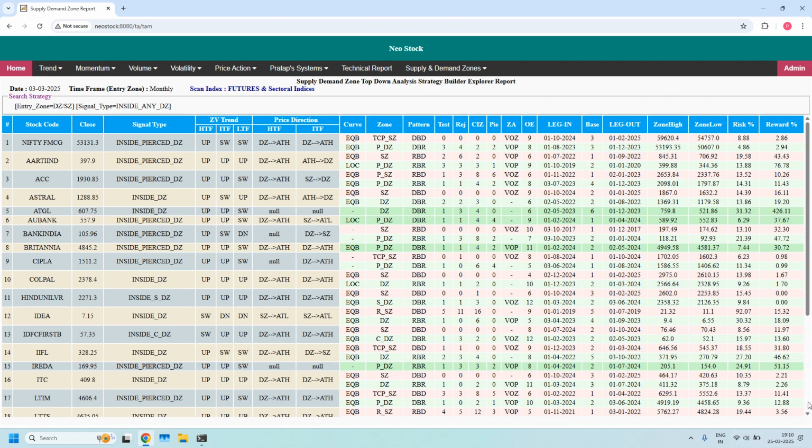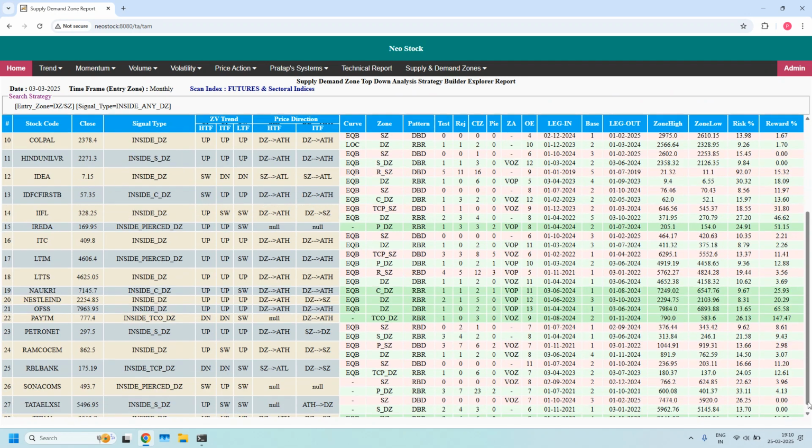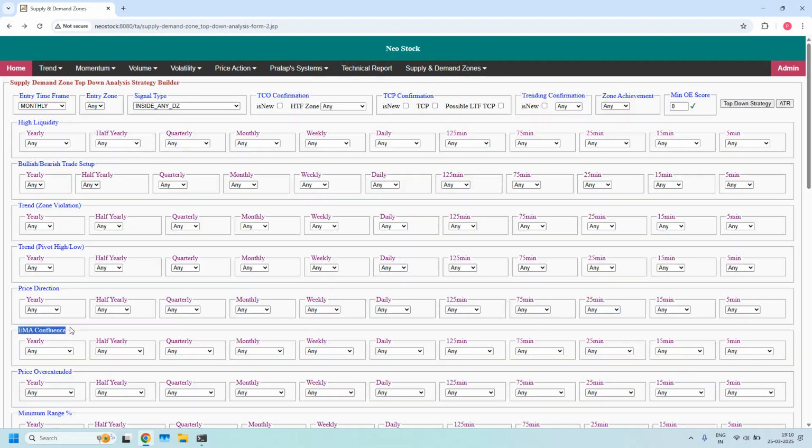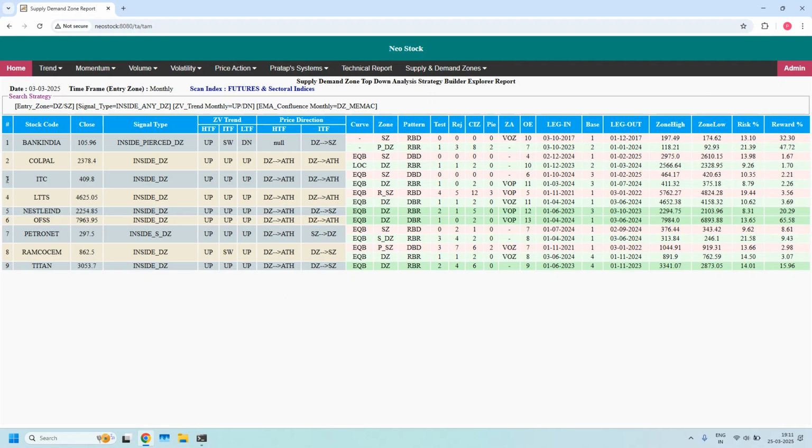First 17 stocks in the list. Scrolling the list down. So total 28 stocks are filtered. We can further filter based on monthly demand zone having monthly EMA confluence. And also trend on the monthly should not be sideways. It can be up or down. With these filters, we got 9 stocks. These 9 monthly demand zones are having monthly EMA confluence, and current price closed inside the monthly demand zone.